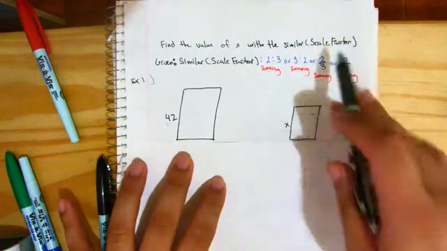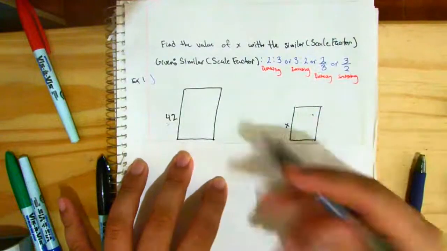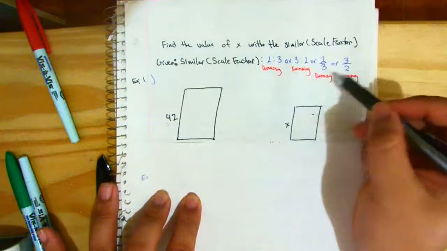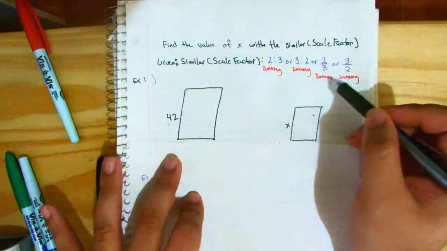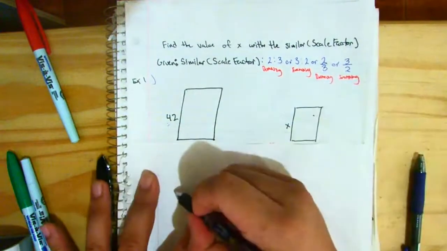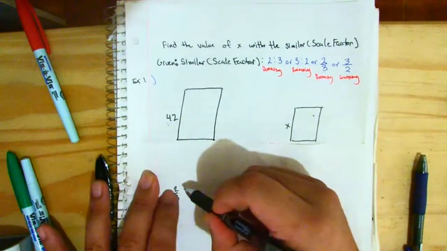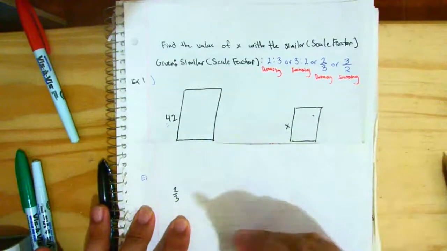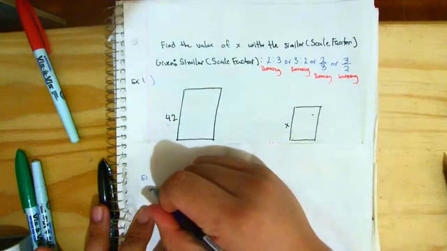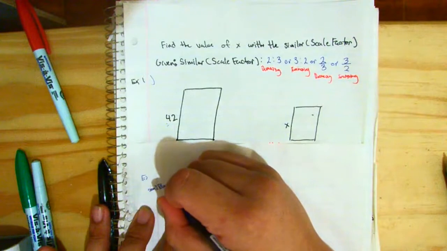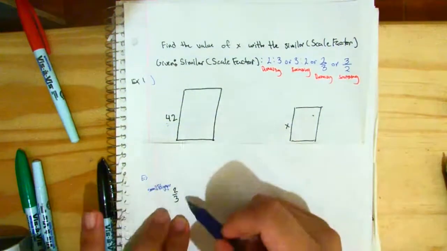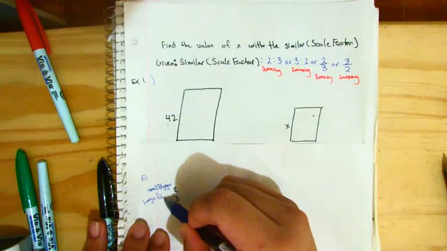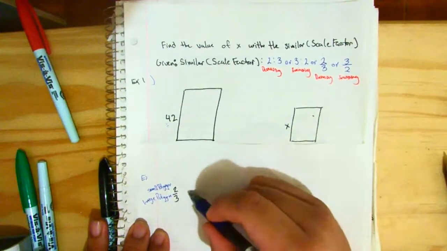So here we're going to find the value of x. It doesn't really matter what you choose. It really all depends: if you put 2 to 3, then you know that 2 is representing the small polygon, and 3 represents the larger polygon. That's using common sense. And now equal to.